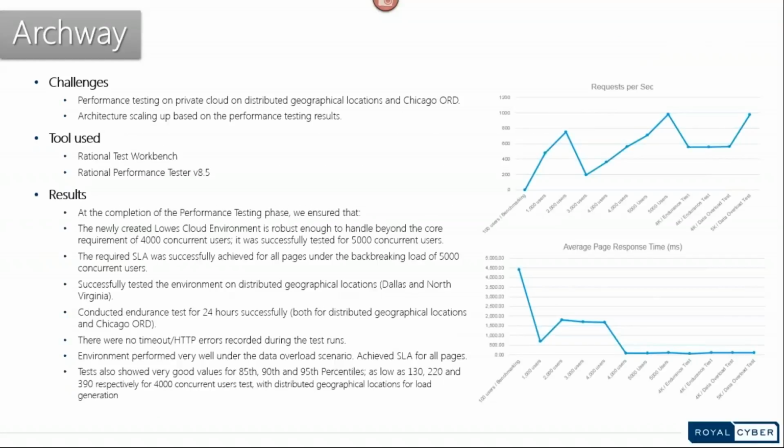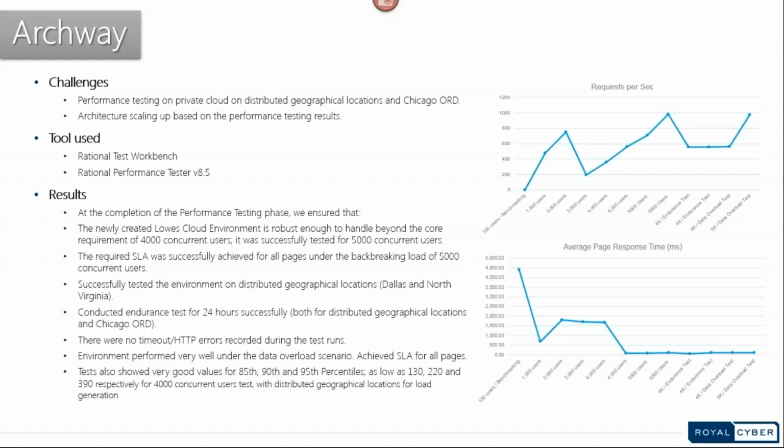The major challenges with this activity for Archway were the distribution of the load using the private cloud and architectural scaling up based on performance test results. So we were first running the test, identifying the results and analyzing the reports, and then making architectural level changes, while making sure we were distributing the load from different locations, as mentioned in the slide as well. We were distributing load from Chicago ORD, and the tool we were using was Rational Performance Tester version 8.5 at that time.